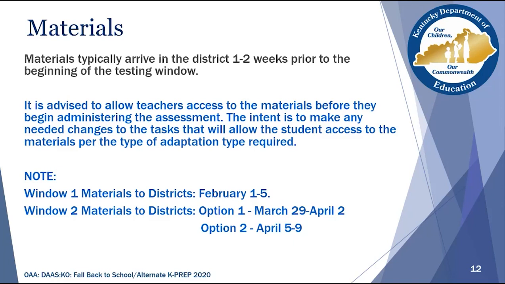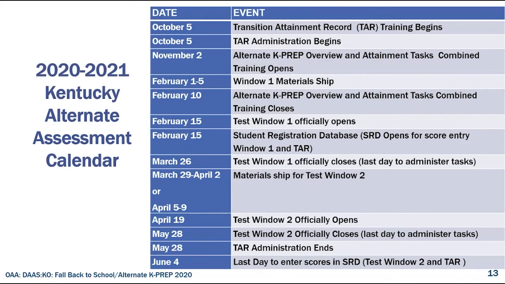In early March, districts will be asked to select shipping option 1 or 2 based on when they will take spring break. Materials for Window 2, the first option, will ship the week of March 29th, and Window 2, the second option, will ship the week of April 5th. Slide 13 shares the proposed dates for the 2020-2021 school year. As noted in the past, these dates may be subject to change due to circumstances beyond the control of KDE.